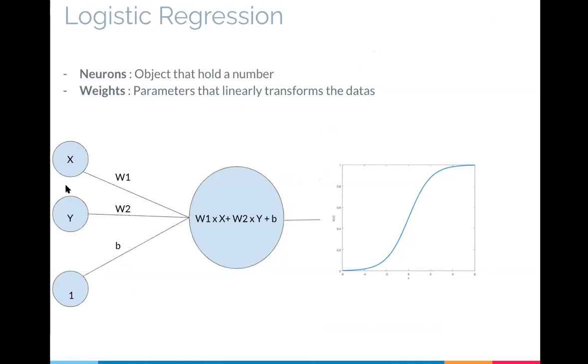We've got our input data. It will be transformed linearly, and finally it will go through a sigmoid function in order to obtain such a thing as a probability. And so all the point of the logistic regression algorithm is to find the good value for W1, W2, and B. And we're going to see how to do that.